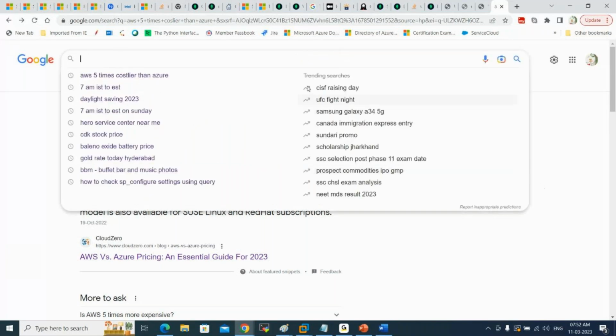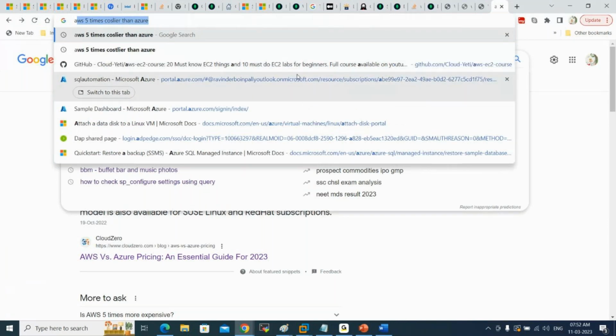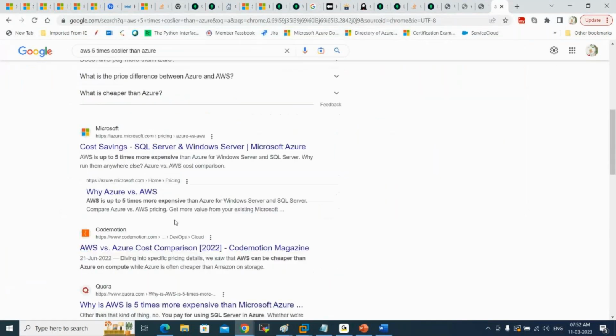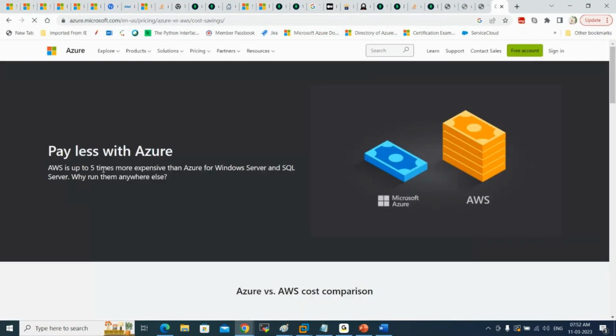I wanted to show that. It's Microsoft, right? All right. This is exactly it. AWS is up to 5 times more expensive than Azure for Windows Server and SQL Server. Why? If you look at the money, this is the Microsoft official site. It is a Microsoft product, and the cloud is also Microsoft. So they will give you up to 50% hybrid benefit.